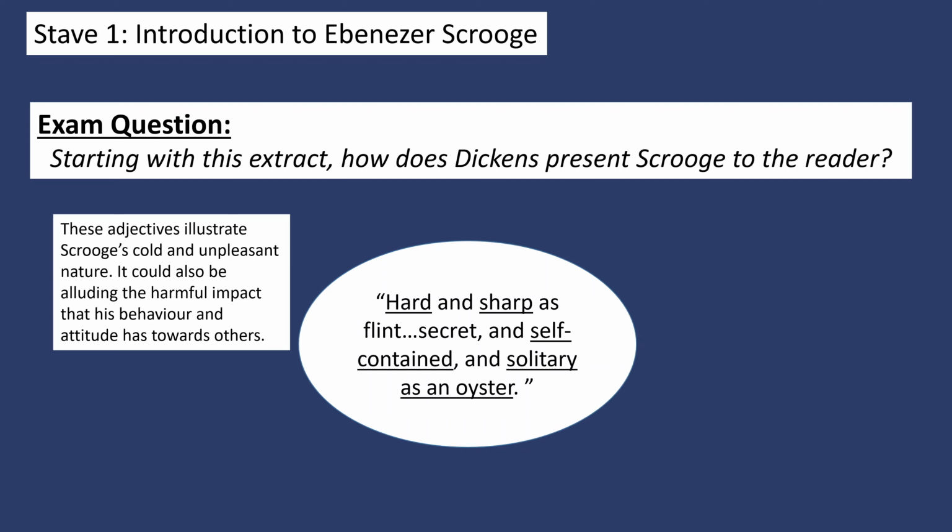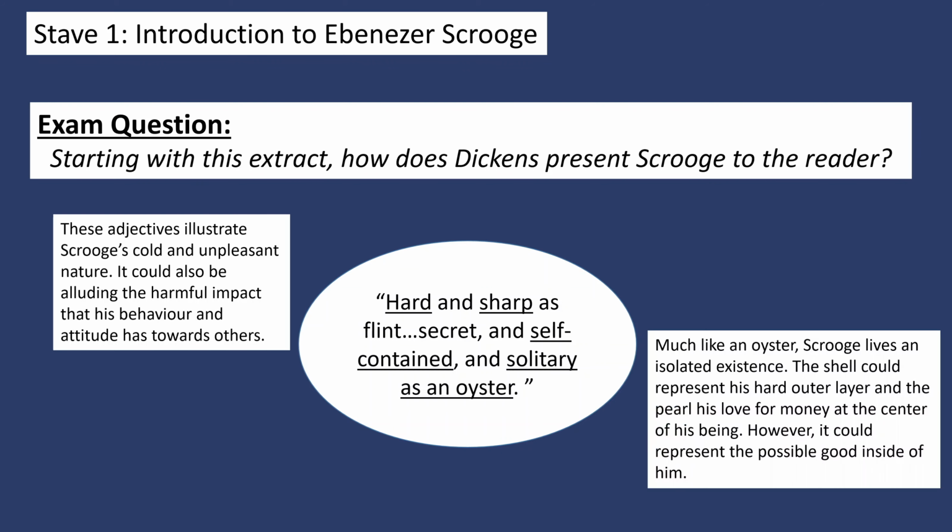Okay, so the first thing I do is I talk about these adjectives, "hard", "sharp", "self-contained", and they illustrate Scrooge's cold and unpleasant nature. It could also be alluding to the harmful impact that his behaviour and attitude has on others. So the idea of flint being sharp, well, if something is sharp, it's harmful. Perhaps Scrooge's actions are harmful, and we will see later on how Scrooge's actions are harmful, particularly to the Cratchit family.